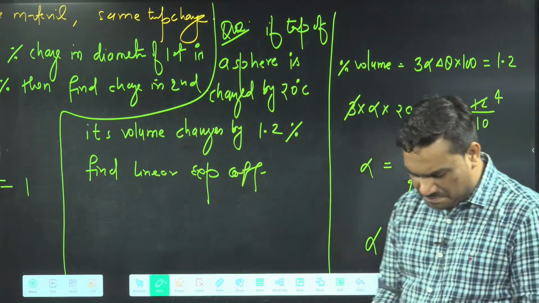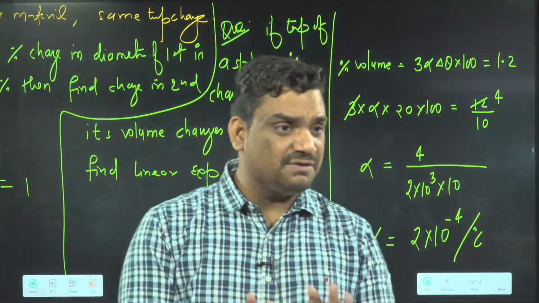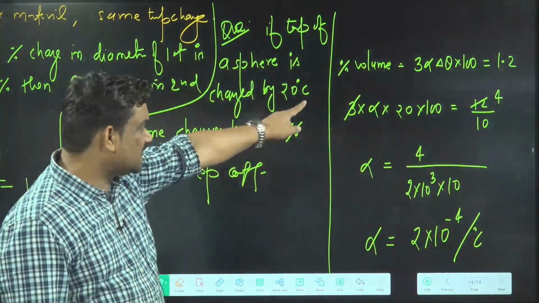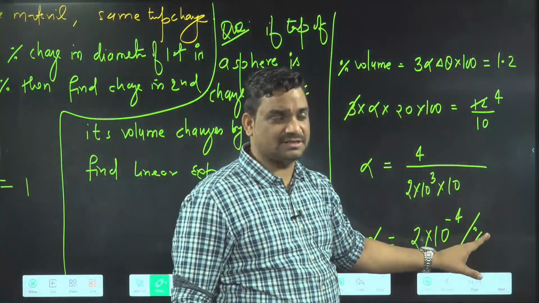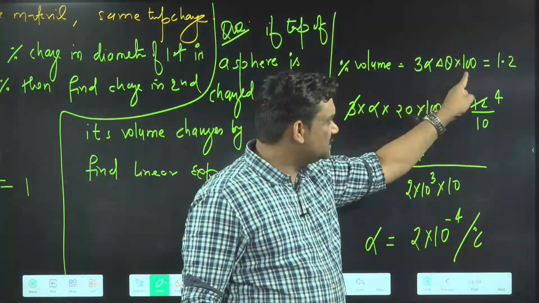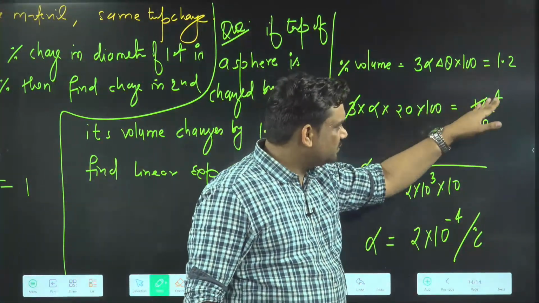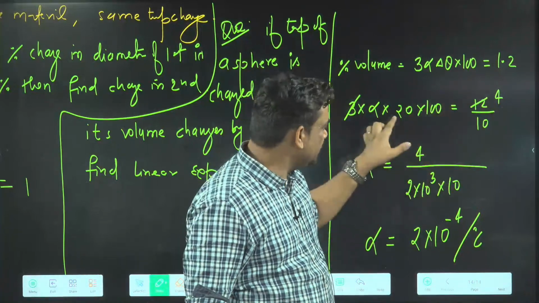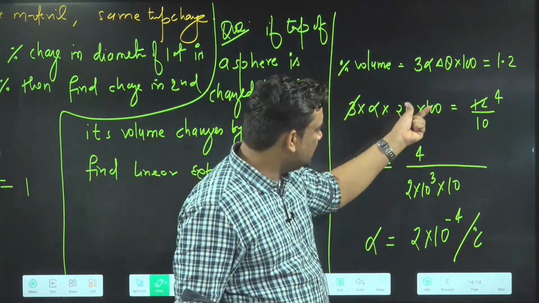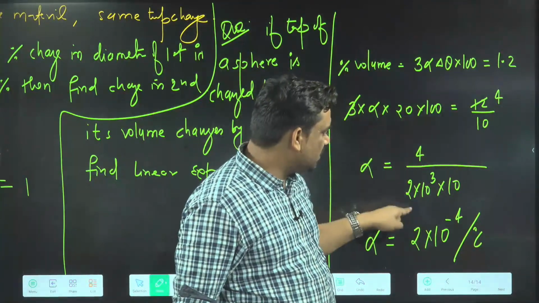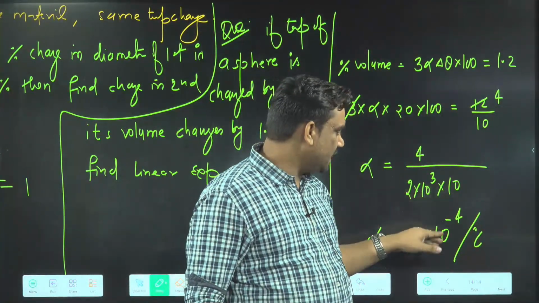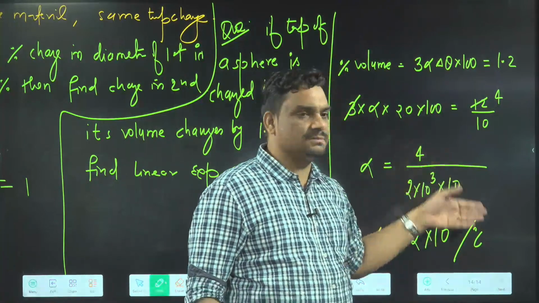So I hope you can do these simple questions on percentage. In this calculation I was somewhat fast. 3 alpha delta theta into 100 equals 1.2. Then 12 by 10, decimal removed. And then 3 alpha, delta theta is 20, 100. And then 4 divided by 2000, which is 2 into 10 power 3 into 10, and then 4 by 2 is 2, giving 10 power minus 4.